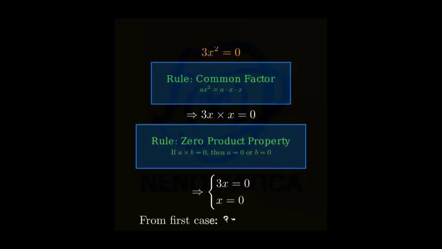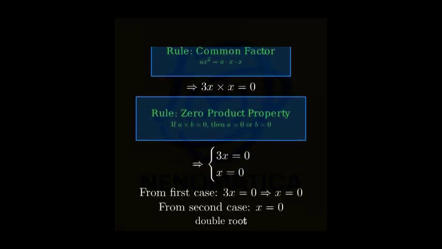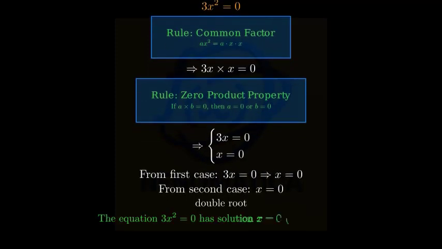From the first case, if 3x equals 0, we can divide both sides by 3 to get x equals 0. From the second case, we already have x equals 0. So we have the same solution from both cases. This tells us that x equals 0 is a double root of our equation. Therefore, the equation 3x squared equals 0 has the solution x equals 0, which is a double root. This means that the solution x equals 0 appears twice when we factor the quadratic equation completely.